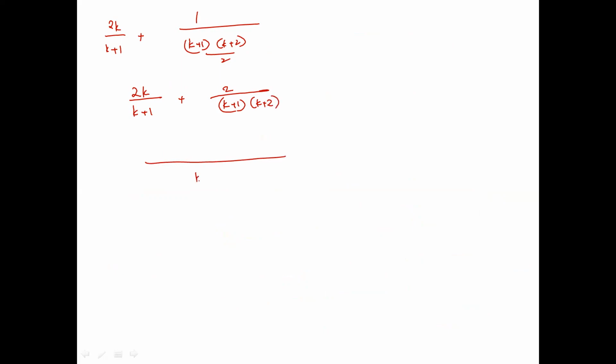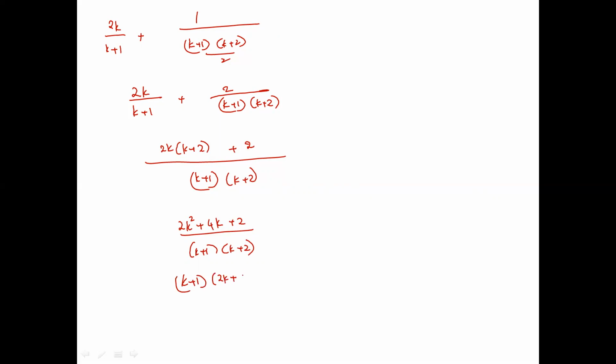I'll take the LCM, k plus 1 into k plus 2, as common denominator. That means I will have 2k into k plus 2 plus 2, that is 2k square plus 4k plus 2, by k plus 1 into k plus 2. Now this 2k square plus 4k plus 2, I can factorize it. I can write it as k plus 1 into 2k plus 2 by k plus 1 into k plus 2. K plus 1 cancels. Take 2 common, and I have 2 into k plus 1 by k plus 2.